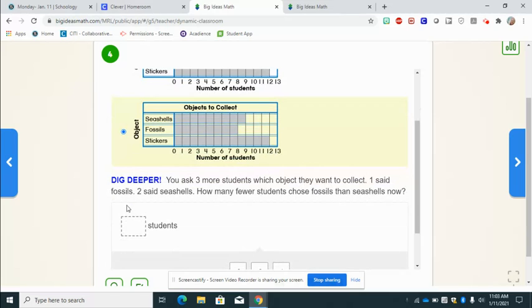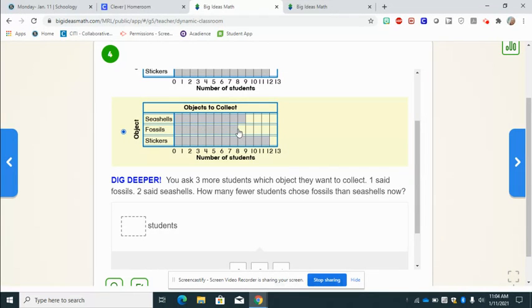You asked 3 more students which object they want to collect. 1 said fossils and 2 said seashells. How many fewer students chose fossils than seashells? Okay, so this is a problem that has more than one step in it. So we first have to figure out if one more said fossils, how many would that be? So let's look at fossils.